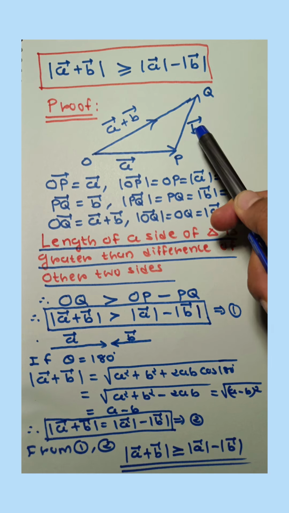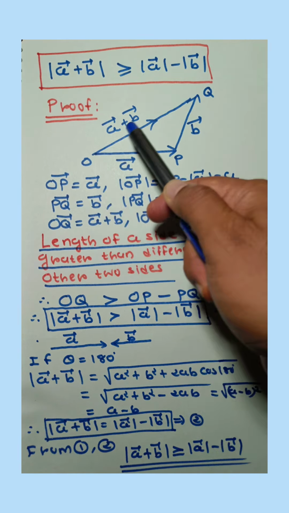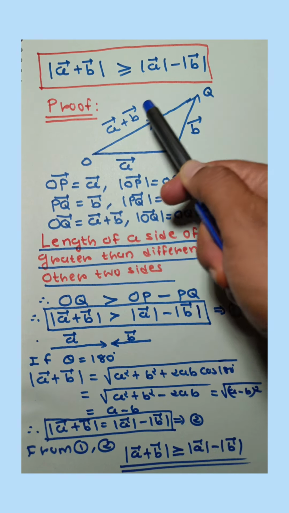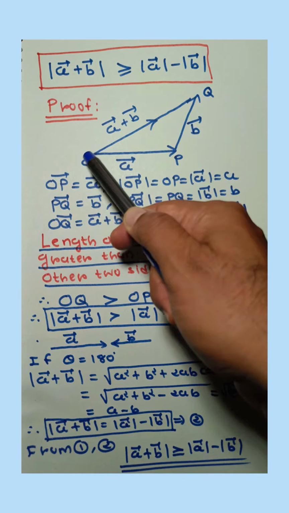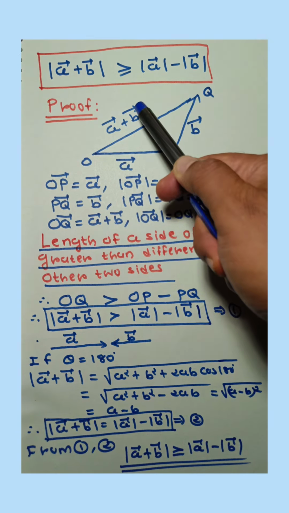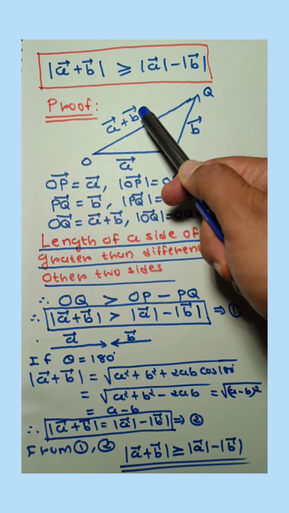And from the triangle law of vector addition, the third side of the triangle, OQ, originating from the tail of A to the head of B, is the resultant of A vector and B vector. So OQ vector is A vector + B vector, and length of OQ is |A vector + B vector|.